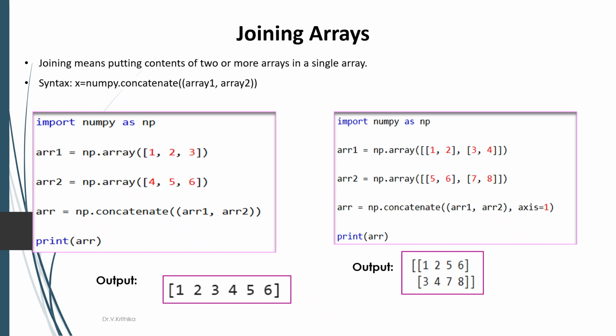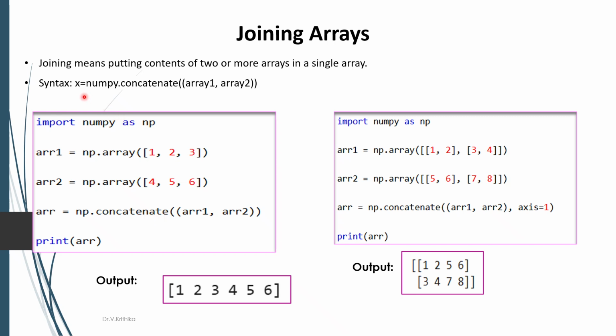So we have two arrays. Let us see the example here. We have created a NumPy array using the library numpy as np. Array 1 has the content 1, 2 and 3, and array 2 is 4, 5, 6. We are going to join these two arrays, and for this we use the function concatenate. To join, we use the function concatenate.